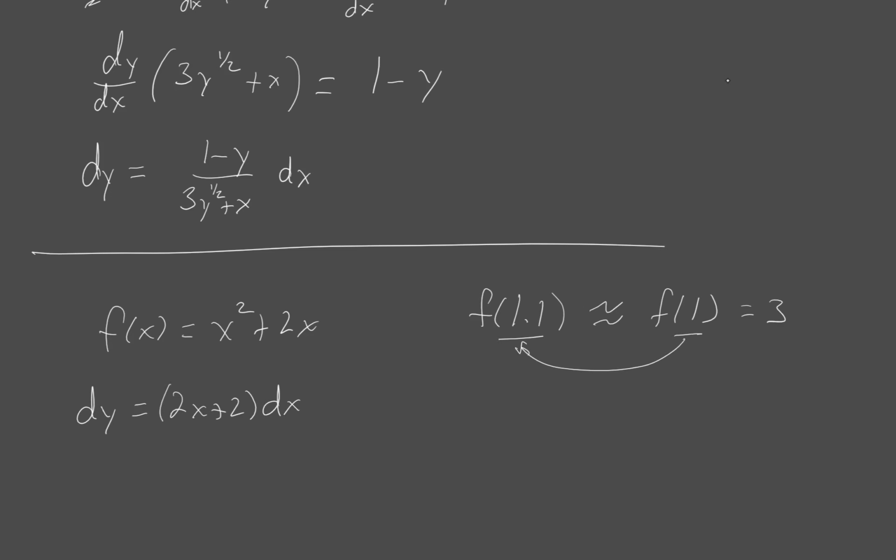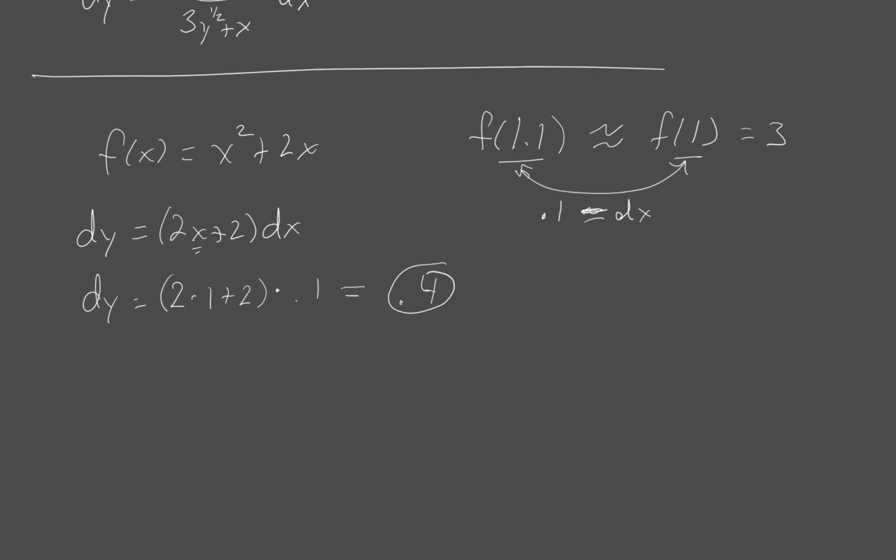Well, x is off by about 0.1. So that's going to be what our dx is. x is equal to 1. So dy is going to equal (2 times 1 plus 2) times 0.1, which is about 0.4. So we expect the error in this to be about 0.4.